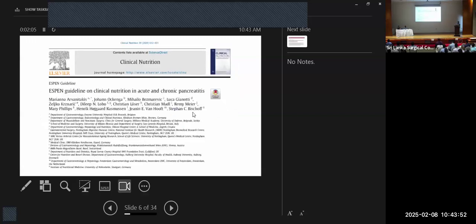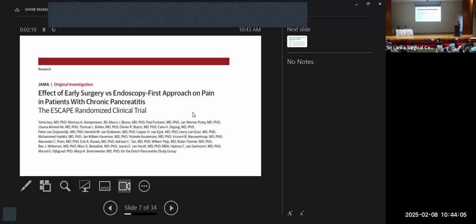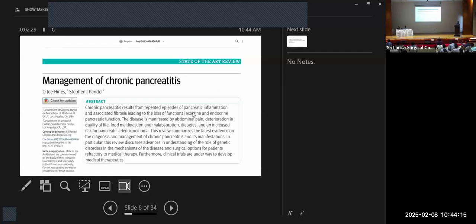Regarding nutrition, there's a separate ESPEN guideline, right? And also, I don't think you'll need to know much about this, but there's an important trial called ESCAPE when it comes to comparing endoscopy with surgery in chronic pancreatitis. And also, there is a 2014 review article in BMJ, which is a nice summary of most of those things, right? All these are freely available for download.